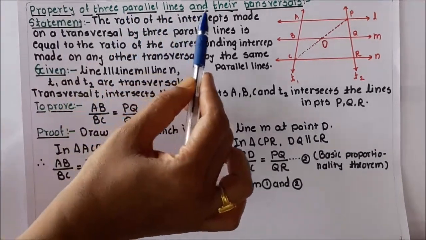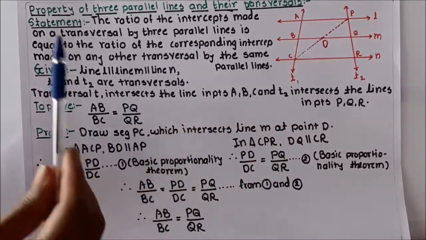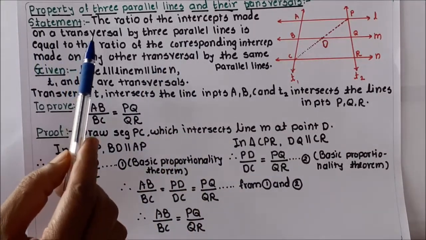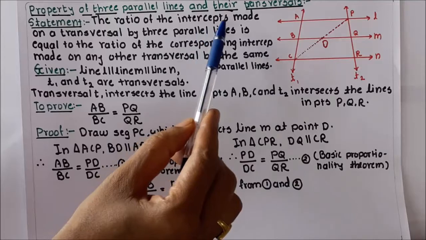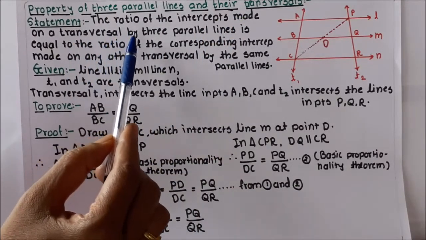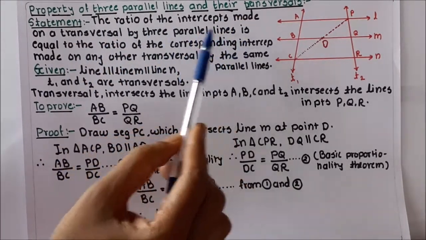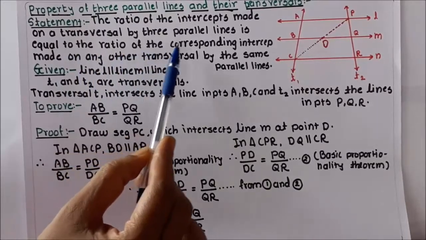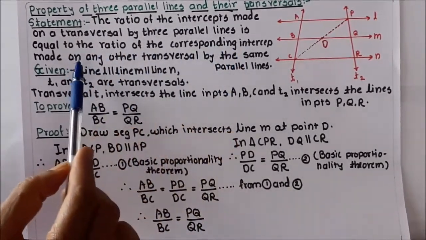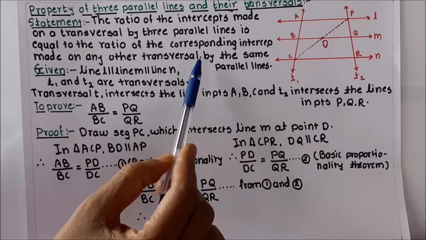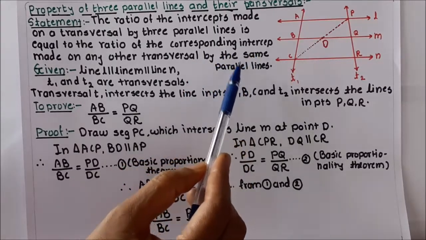Okay students, now we are going to learn the most important theorem of this lesson, that is the property of three parallel lines and their transversal. Now here, at first we will read the statement. The ratio of the intercepts made on a transversal by three parallel lines is equal to the ratio of the corresponding intercepts made on any other transversal by the same parallel lines.